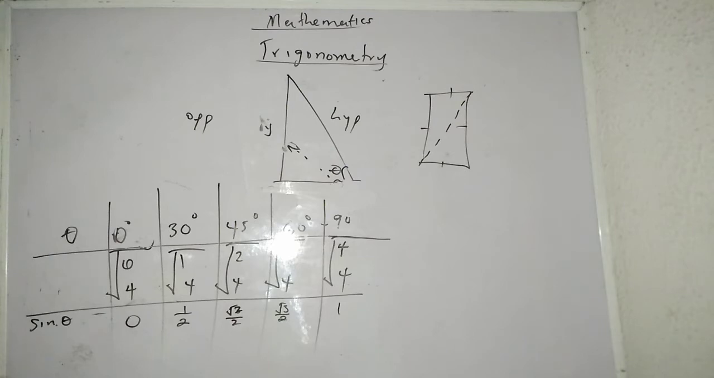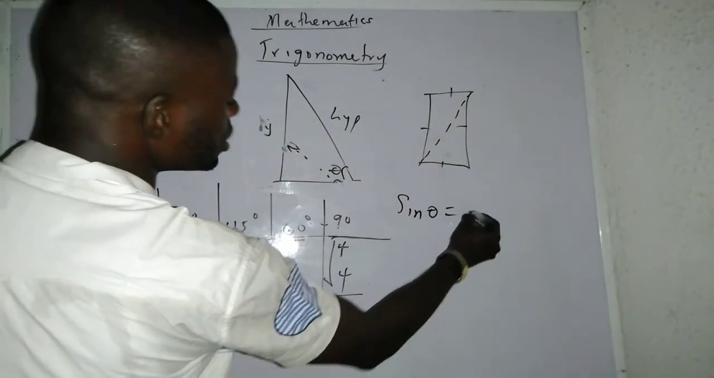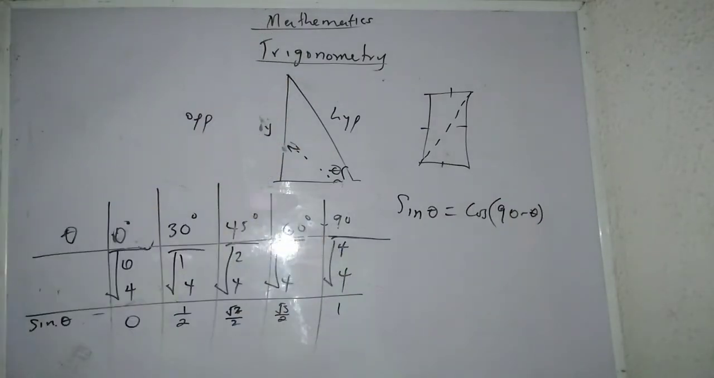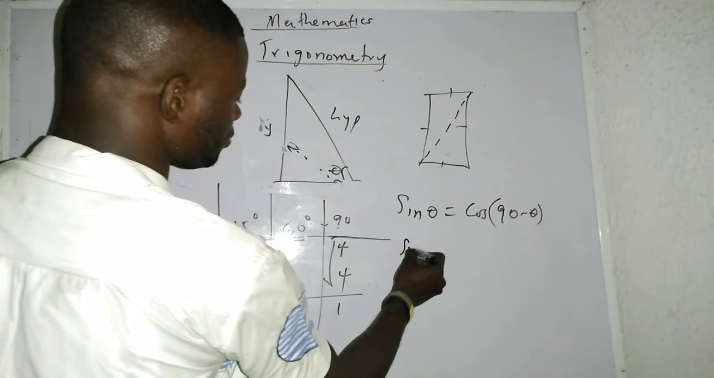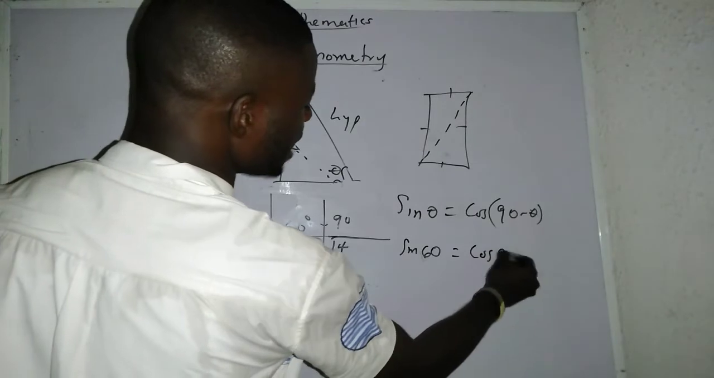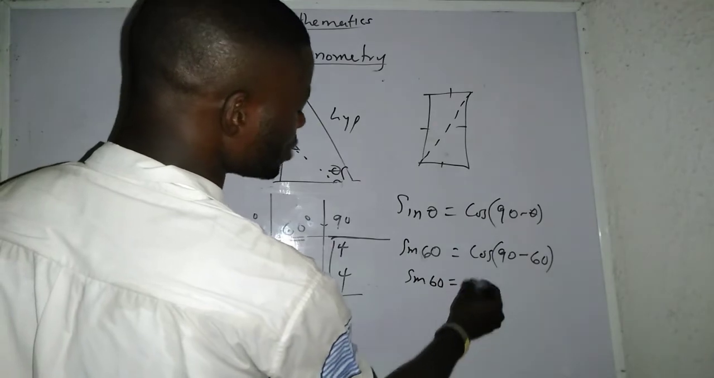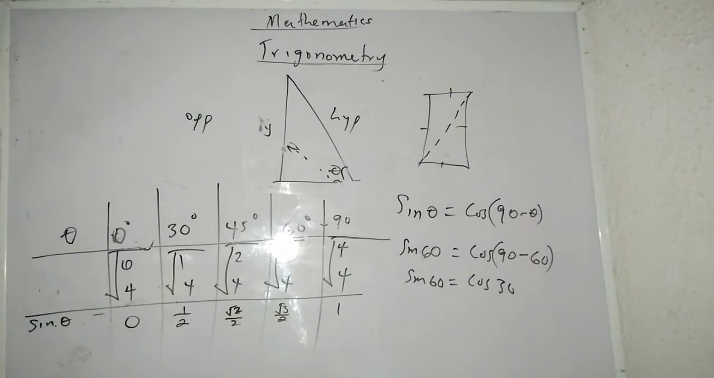The same thing applies to cos. If I should talk about cos, sine theta is always equal to cos of 90 minus theta. It means when sine is moving forward, cos will be moving backward. For instance, sine 60 will be cos of 90 minus 60, which means sine 60 is the same as cos 30. You can use any calculator to check that they are equal.